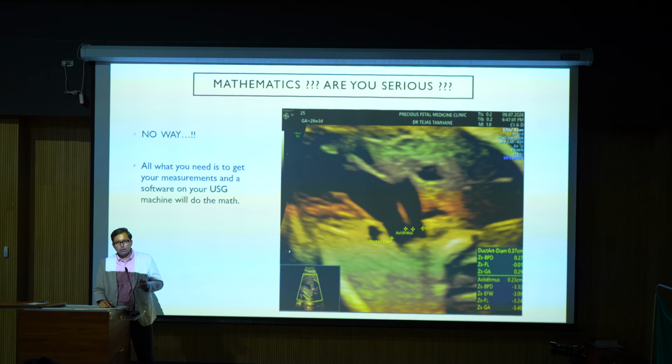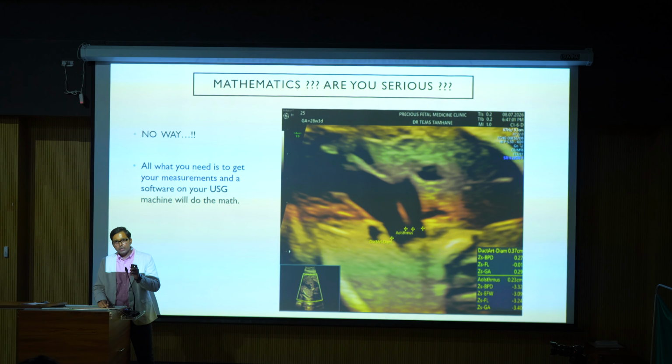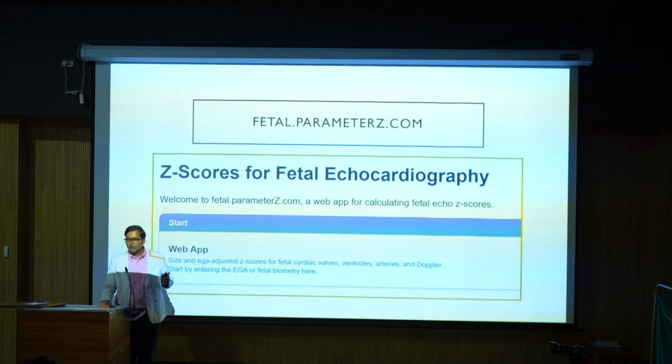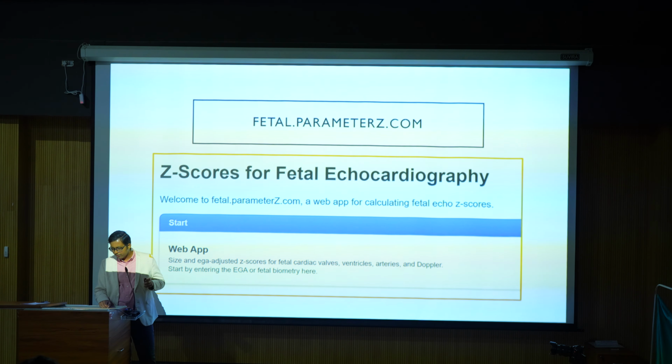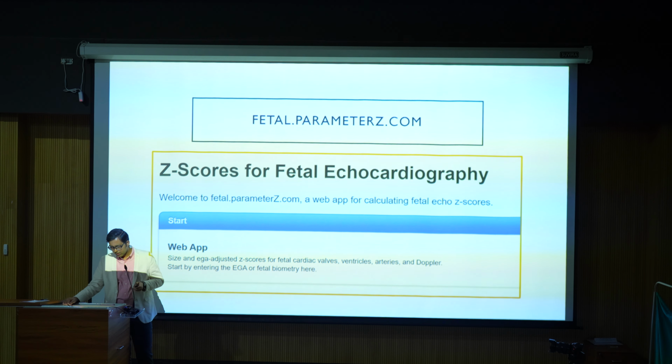Definitely, you don't have to remember all these formulas and the mathematics. You just have to know where to place your calipers, how to measure that particular biometry, and obviously the machine will do the rest of the work. As I said, most machines have this installed, but if you don't have that software installed, then you can always go to this particular website, fetal.parameters.com. You can put in your values with gestational age, femoral length, BPD length, and based on your values, the website can give you the expected Z scores for that particular gestation.